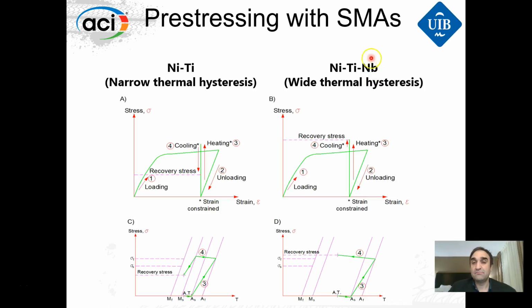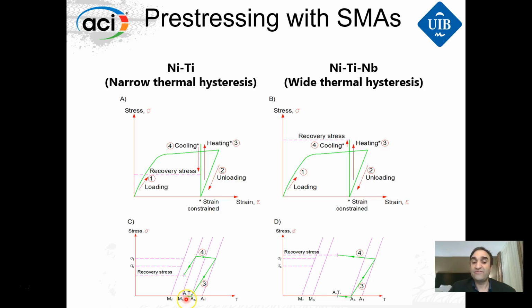And for this experimental campaign, you use a nickel titanium niobium alloy because it presents a wide thermal hysteresis. You can see here why the thermal hysteresis is wide, because the temperatures between martensite start and austenite start form a wide window. So we are going to be able to play with our alloy here without any problem, compared to a nickel titanium alloy that has a narrow thermal hysteresis. And you can see here that the window is very, very small.